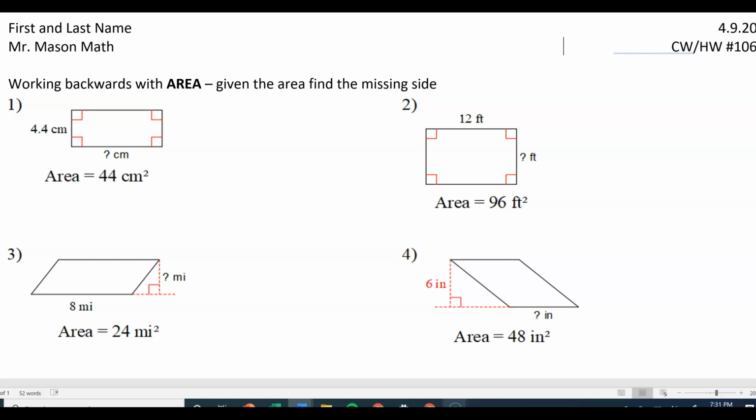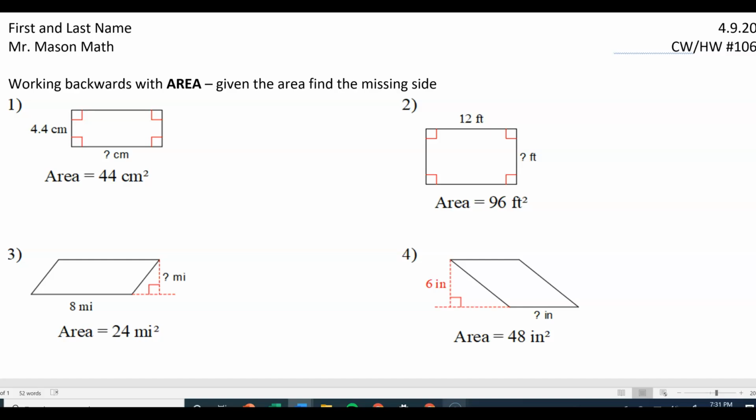We are going to just work backwards with area and perimeter today. By the end of the day, if you don't know the area formulas for a rectangle, parallelogram, triangle, trapezoid, or the perimeter formula for rectangles, we have got a problem. So you've got to get these questions right today.